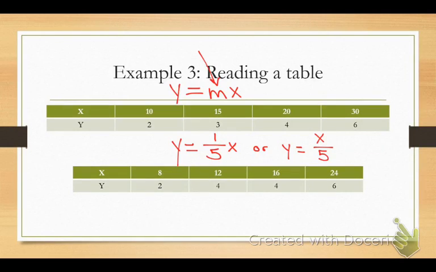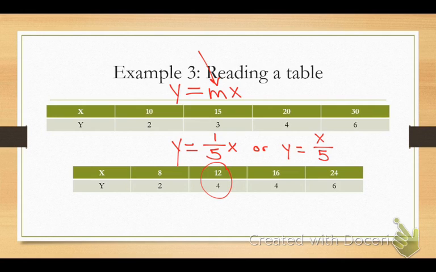Okay, so how do I get from 8 to 2? How do I get from 8 to 2, guys? Divide by 4. So my suspicion is that it's y equals 1/4 x. But I need to test that. 12 divided by what gives me 4? 3. So because I'm dividing by a different number, it doesn't necessarily mean it's not linear, but it is not proportional. 16 divided by 4 is 4. 24 divided by 4 is 6.